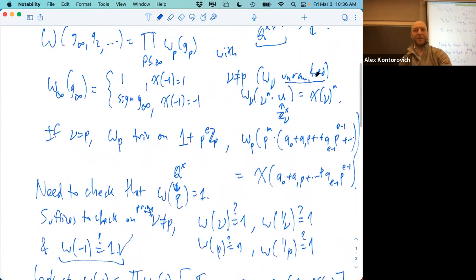For unramified places, P is in Z_nu cross if P and nu are different. So the N here is 0. Does that make sense? Teddy, is there something you don't like? How's the N equals 0 against it?